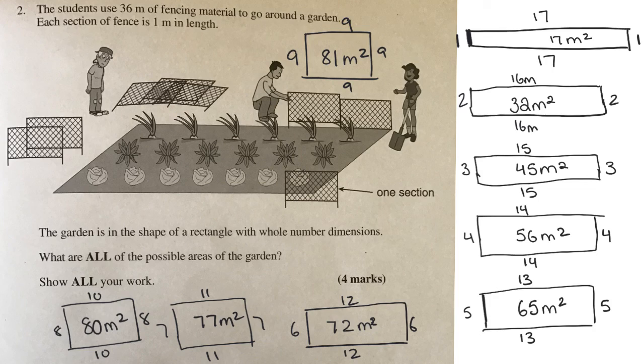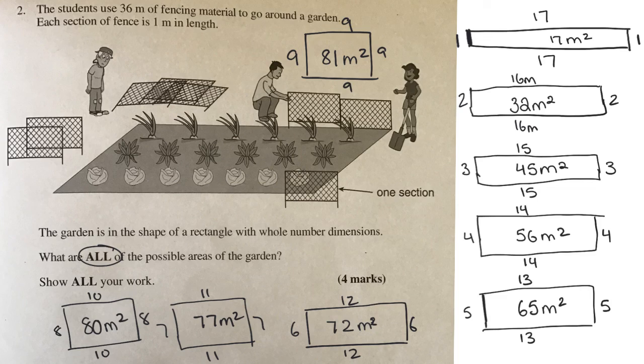So they ask what are all of the possible areas, so you need to give them their list of 17, 32, 45, 56, 65, 72, 77, 80, and 81. And you need to show all the work. So we have kind of shown all of that here.